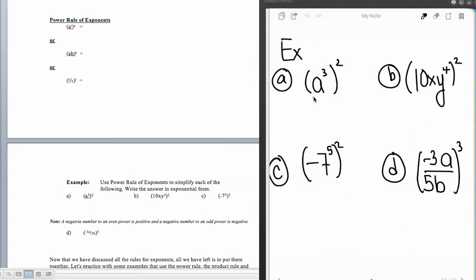So we have a cubed to the second power. So what we're doing is we're multiplying those powers. 3 times 2, which is 6, and that's what our final answer is.